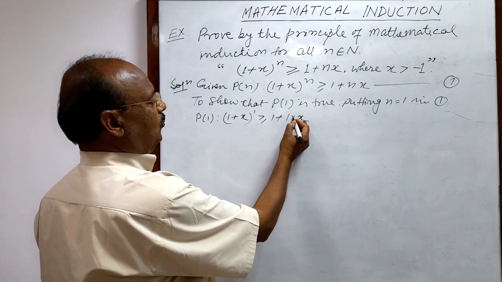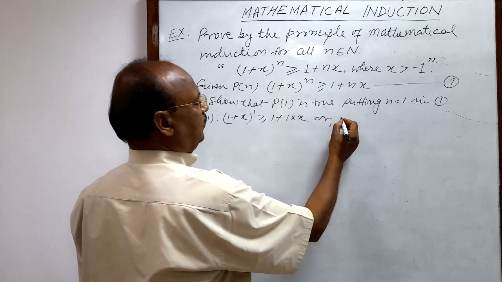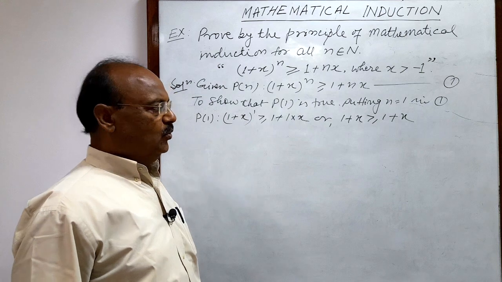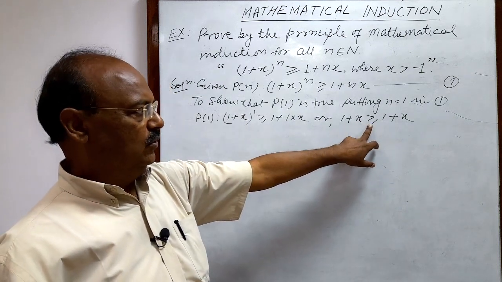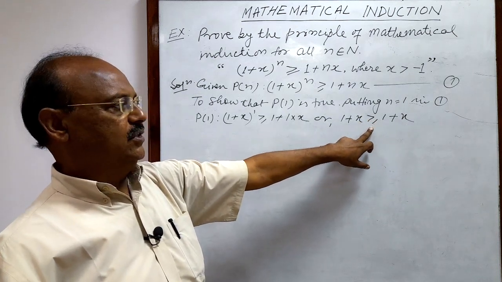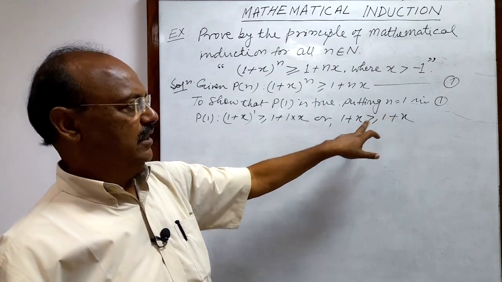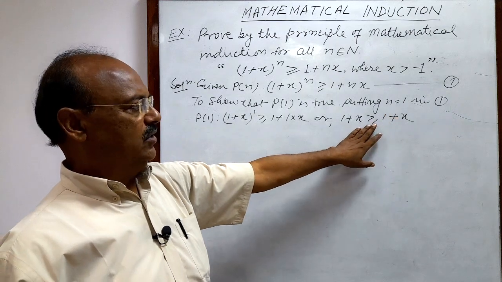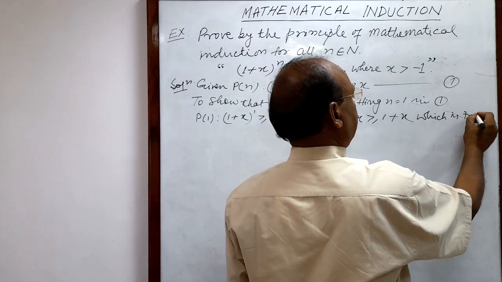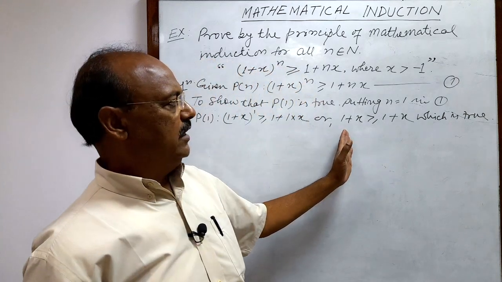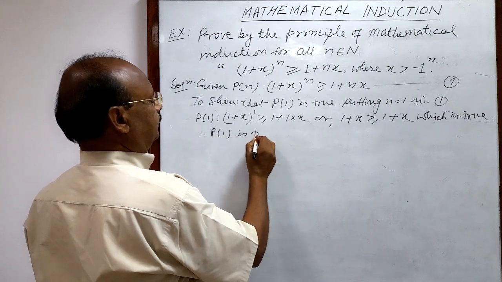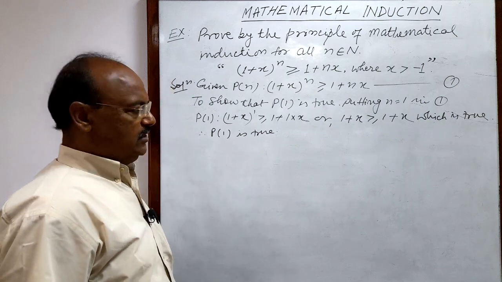Putting n equal to 1, we are getting 1 plus x is greater than or equal to 1 plus x. As I have told you, this inequality relation will hold either greater or equal. So here the equality sign exists, 1 plus x is on both sides, LHS as well as RHS. So this equality sign holds good, which is true, because 1 plus x is equal to 1 plus x. Therefore P1 is true. First step is complete.